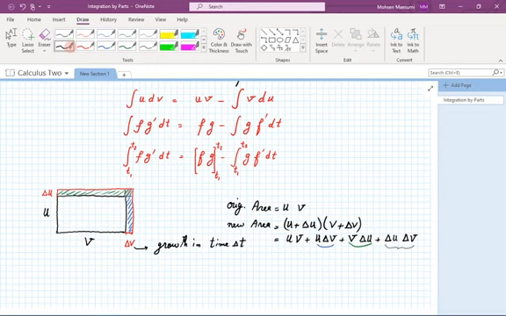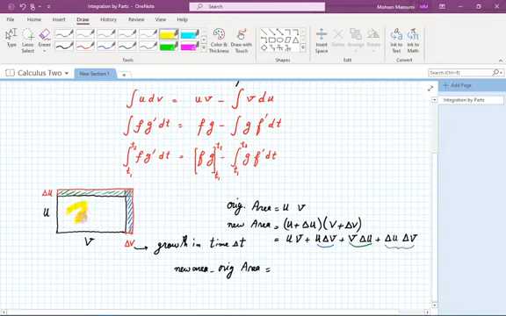So if MacDonald was interested in knowing how much his land grew, he's going to just subtract these two. So I'll have new area minus the old area, and of course when you subtract the uvs, this portion is common to both of them. You subtract it, you just have those strips on the sides and that little piece over there. So it's u delta v plus v delta u plus delta u delta v.